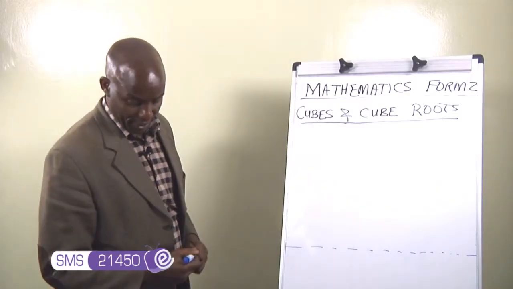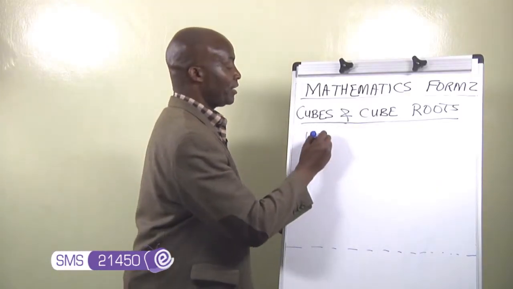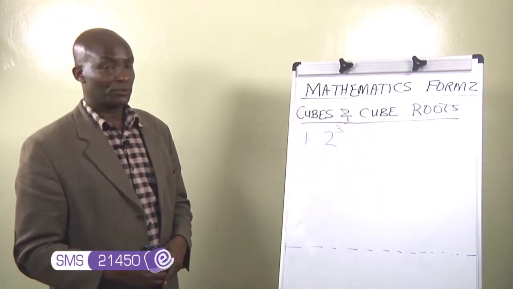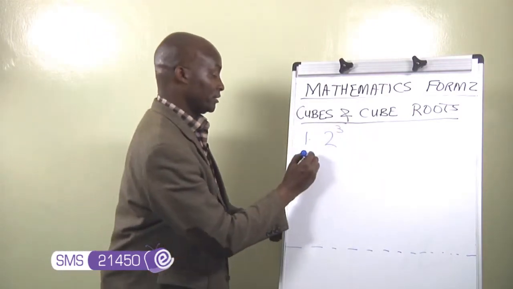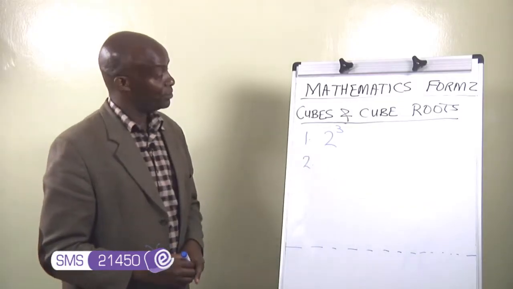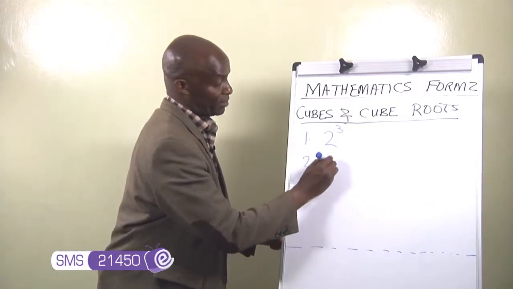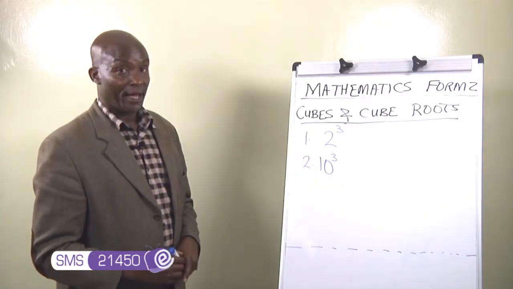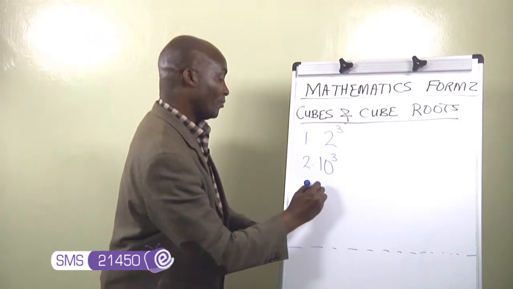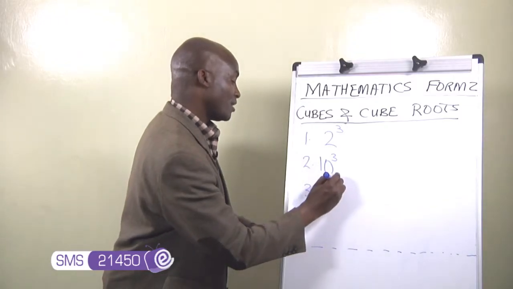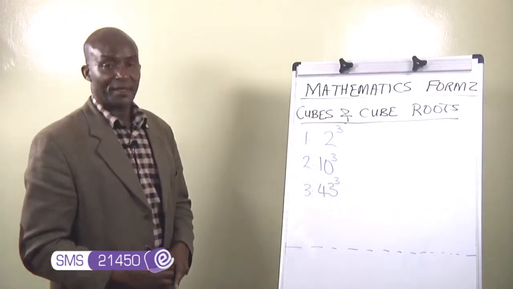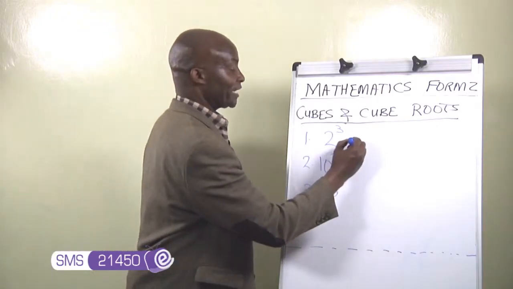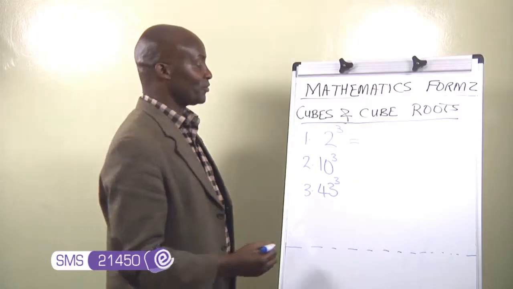Now, I would like you to evaluate the following. Number one, what is 2 to power 3? Number two, what is 10 to power 3? And thirdly, what is 43 to power 3? Work that out on your own. I'm sure you get the correct answers. Let me just give them to you straight away.